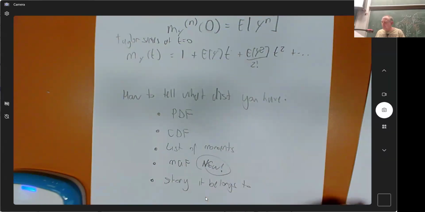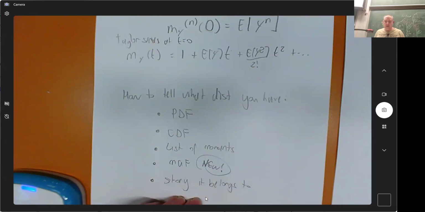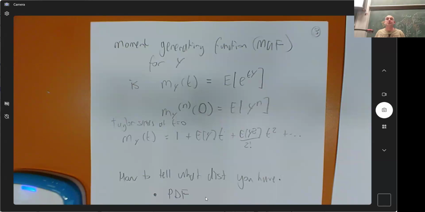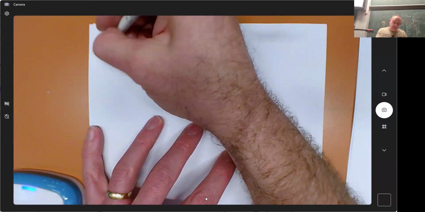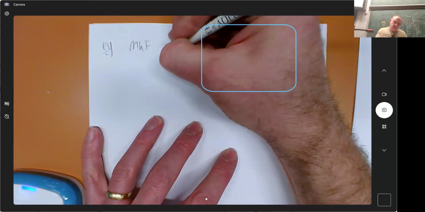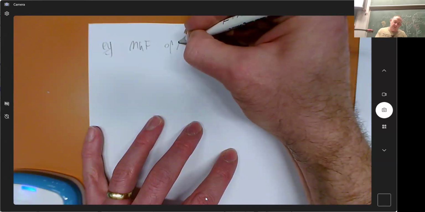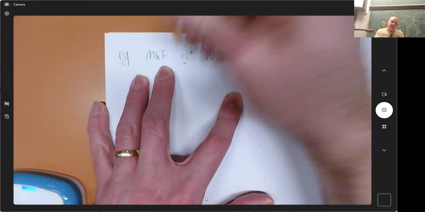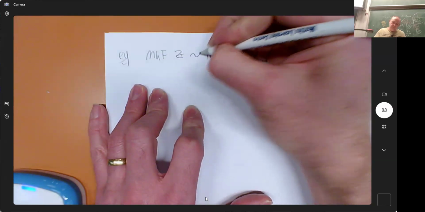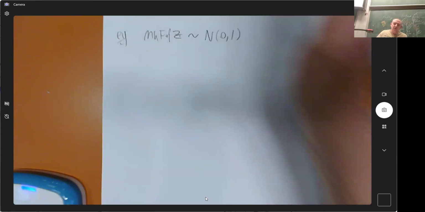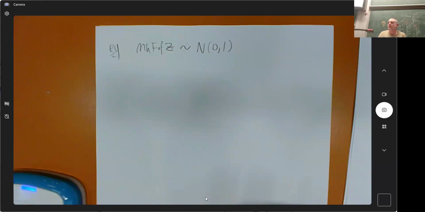Okay, so it's very difficult to find a moment generating function from scratch for some distributions. But let's do one, okay? So the moment generating function of the standard normal distribution. And I will call it Z because that's its traditional name. So the moment generating function of Z, which is distributed according to a normal distribution with mean 0 and standard deviation 1.